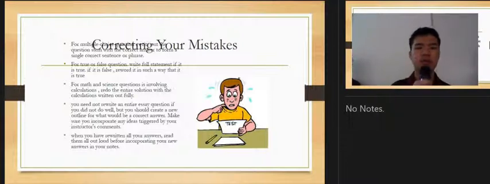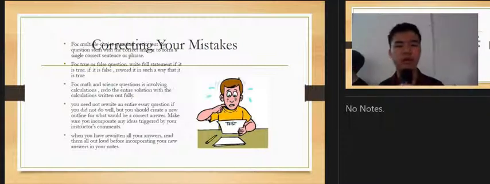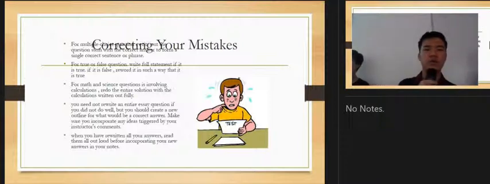For math and science, where the question requires a full calculation, you can redo the entire solution and write out the calculation fully. You need not write the entire essay question if you did not do well, but you should create a new outline for what would be a correct answer. Make sure you incorporate any ideas triggered by your instructor's comments. When you have rewritten all your answers, read them all out before incorporating your new answers into your notes.